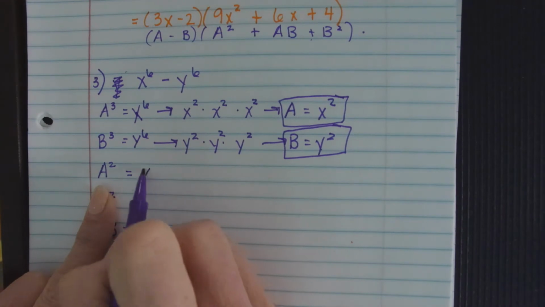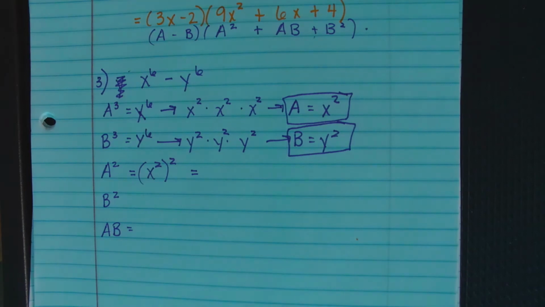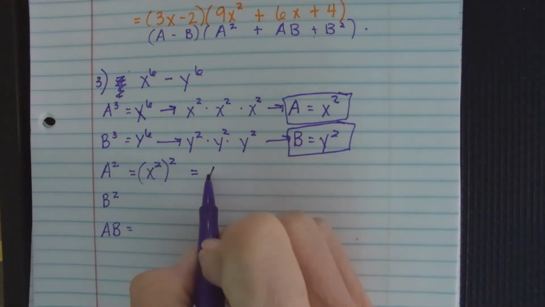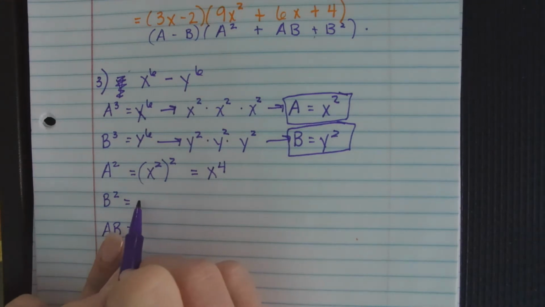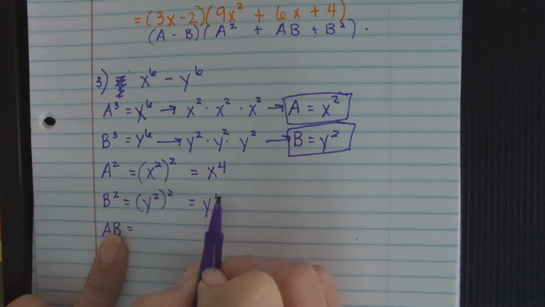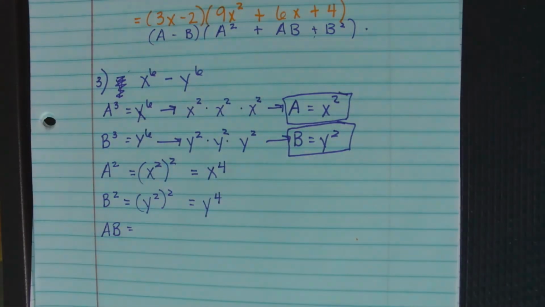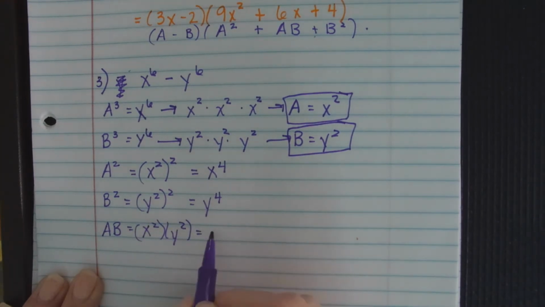A squared, so we have x squared, squared again is what? X to the second, squared, x to the fourth. B squared is now y to the fourth. Good. All right. So now you have a times b, which there's not much you can do with this. It's just simply x squared, y squared.